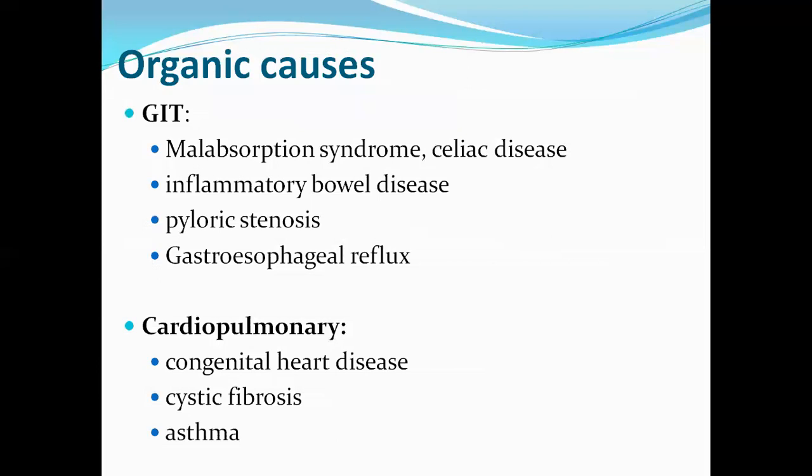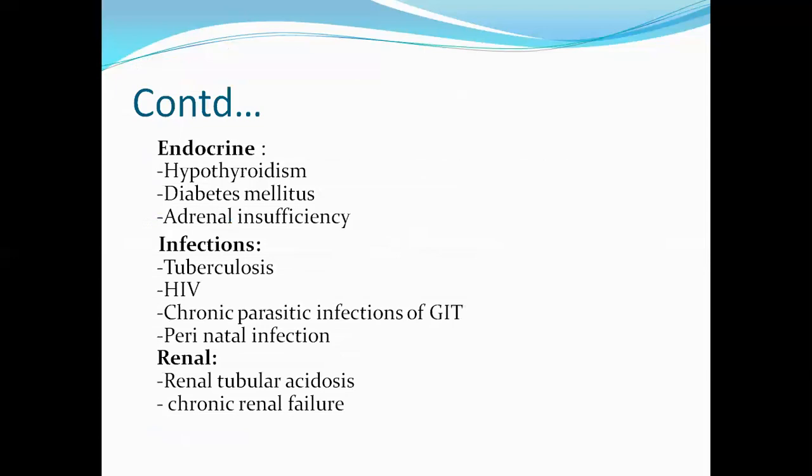Organic causes include plenty of diseases. All the diseases which can lead to decreased appetite or decreased absorption can lead to failure to thrive. In the GIT: malabsorption syndrome, celiac disease, inflammatory bowel disease, pyloric stenosis, gastroesophageal reflux. In cardiopulmonary: congenital heart disease, cystic fibrosis, asthma. Likewise in endocrine: hypothyroidism, diabetes mellitus, adrenal insufficiency.